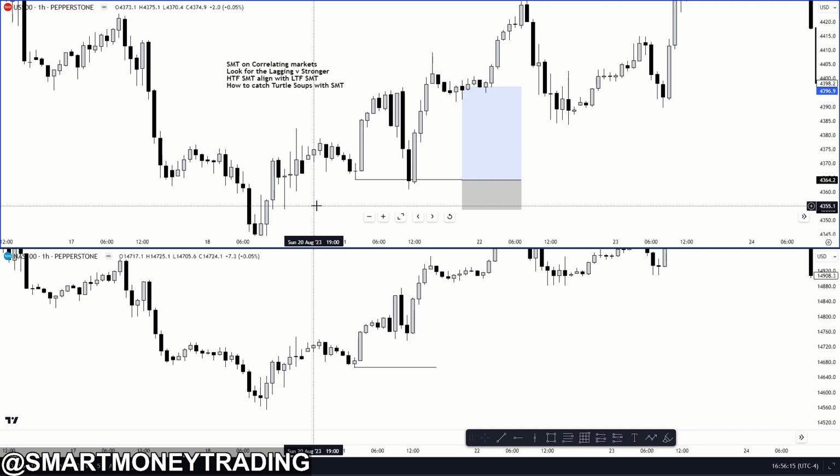And shout out to ICT, man. This is so beautiful, man. One of my favorite styles of trading. It's very clean, very nice, and it's one that you can't go wrong with, in my opinion. You cannot go wrong with this.